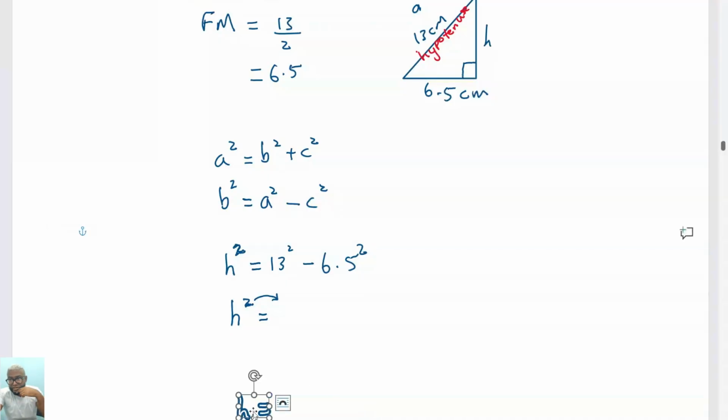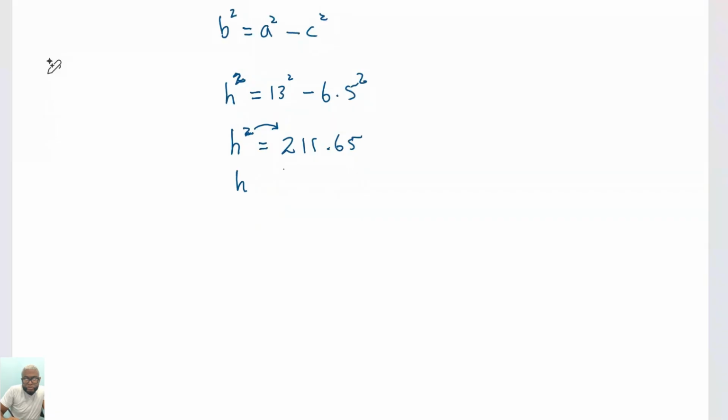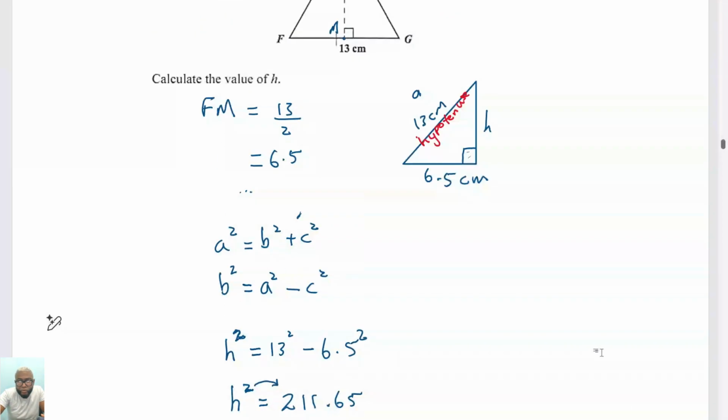Right? Okay. So 13 squared minus 6.5 squared would be 211.65. And then we need to do the opposite of squared on the right hand side, which would be square root. So h would be equal to the square root of 211.65. So h would be equal to 14.53 centimeters. All right? 14.53 centimeters is what h would be equal to.